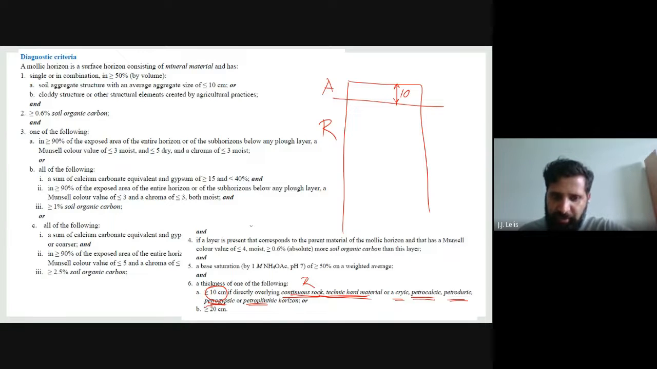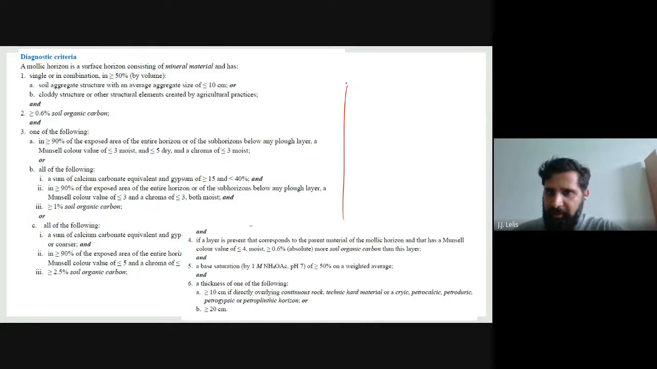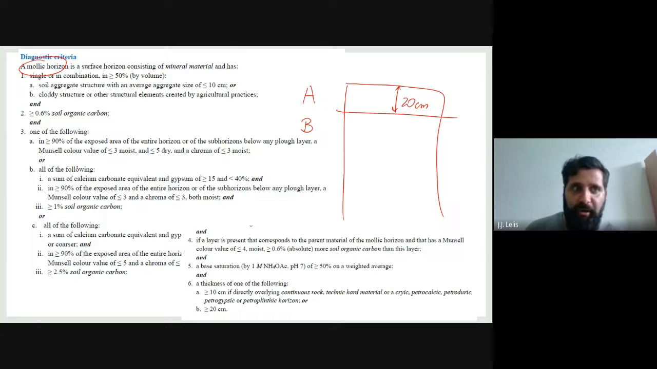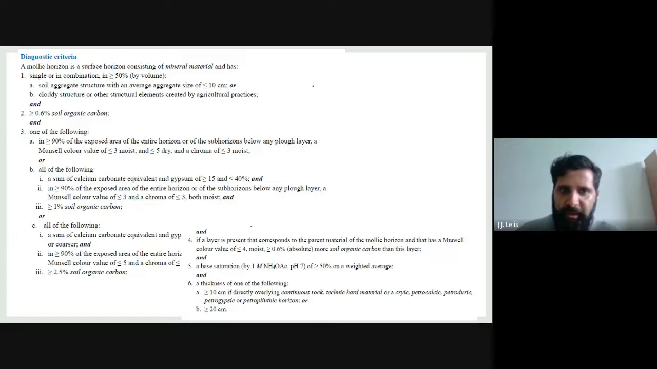Or it should present at least 20 centimeters. So if the mollic horizon is over a B or a C horizon, it should present at least 20 centimeters, okay, to follow all the criteria to identify the mollic horizon. So remember, to differentiate the mollic horizon from the other ones, you just need to think, I really need dark colors.